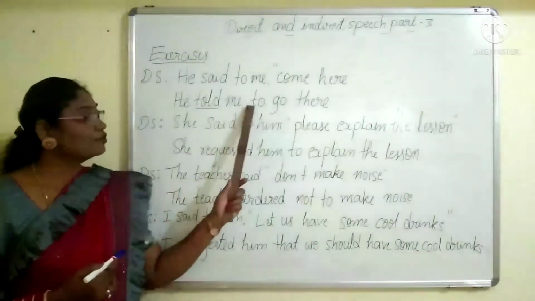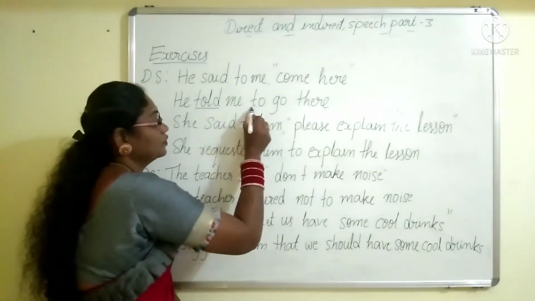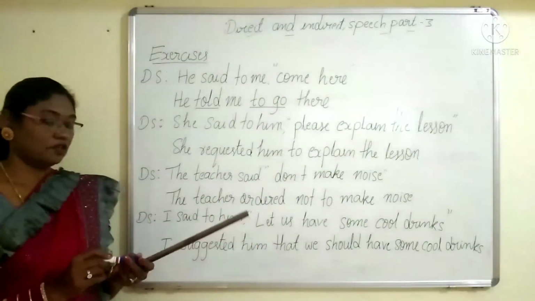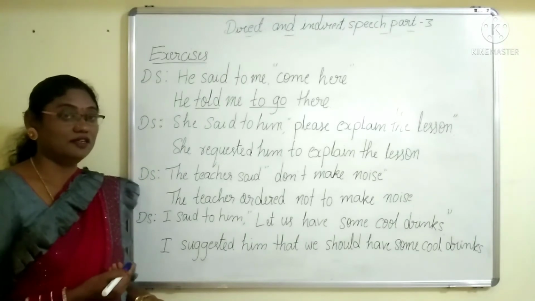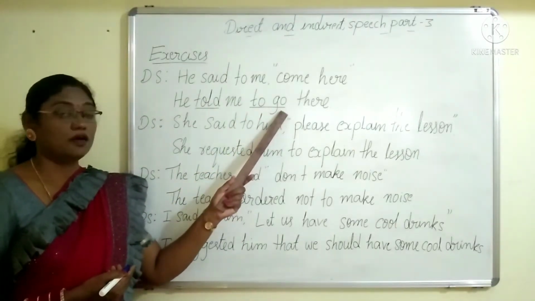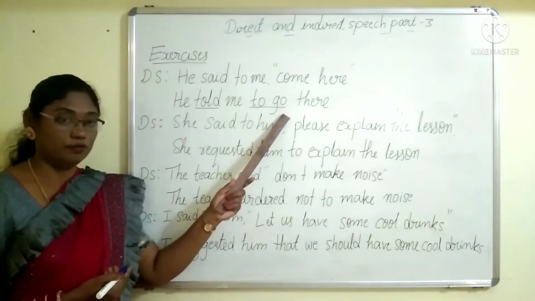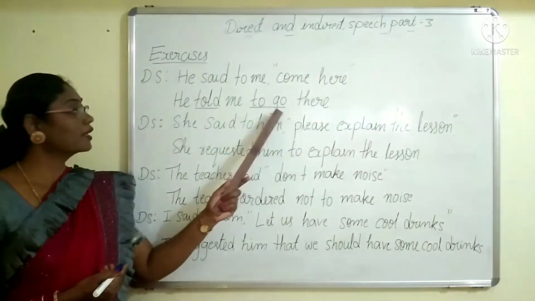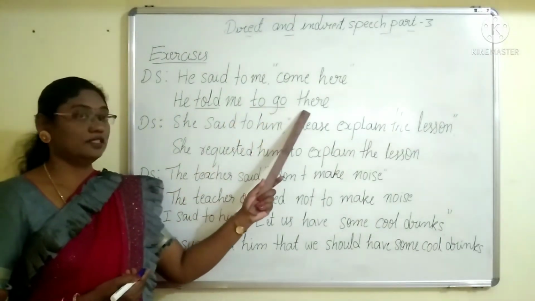So I used infinitive here. This is what we call infinitive: to go, to come, to drink, to dare. So these words are called infinitive. To plus verb, the base form or root form of the verb. To go. Okay. He told me to go there.